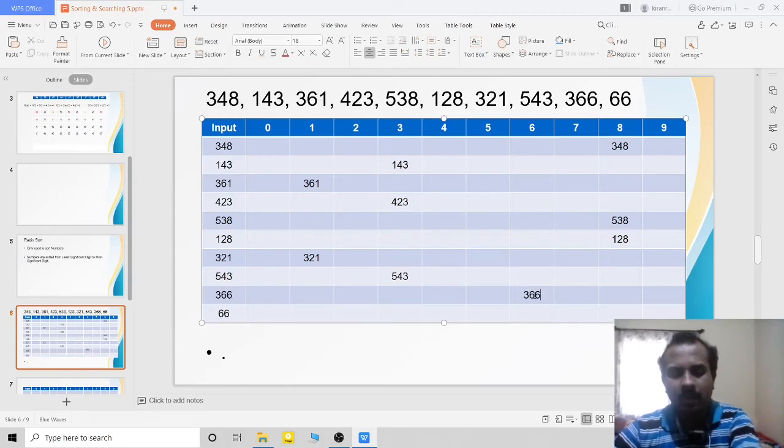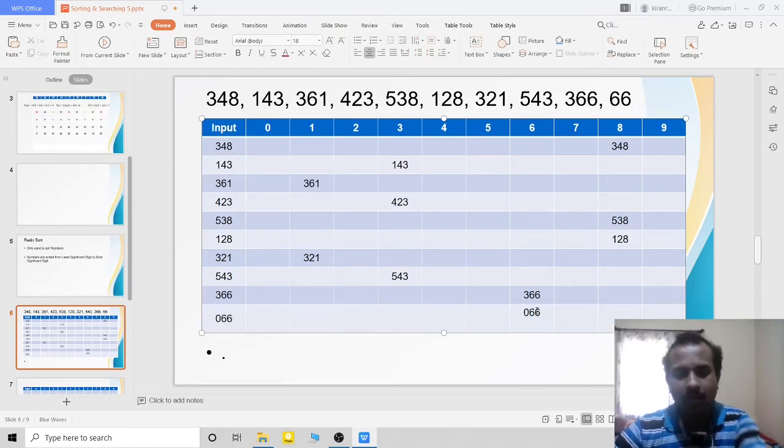And another thing, since all the numbers are 3-digit numbers, you can have the 0 here. Then 066, or the 66. So I'll do that under the 66. Now you have to write them. So how to write them?